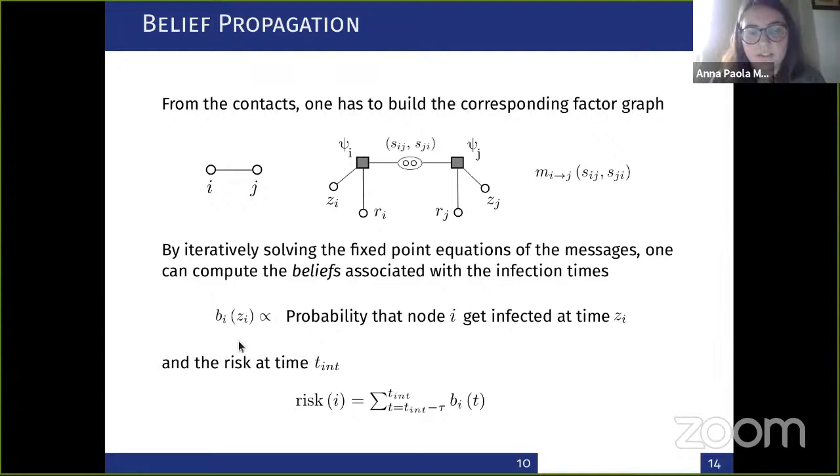For instance, we can concentrate on the marginals of each individual at a certain time, let's say, in which we want to do the inference. Or we have seen empirically that this formula works very well. So we sum basically all the probabilities that a node can get an infection from, let's say, today, so the time of the intervention, and tau days ago. So tau here in practice is of the order of a week.